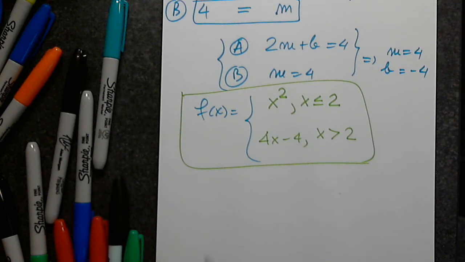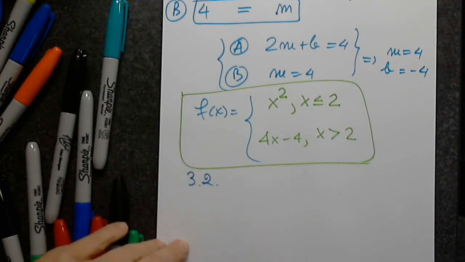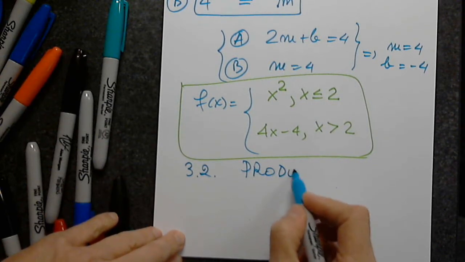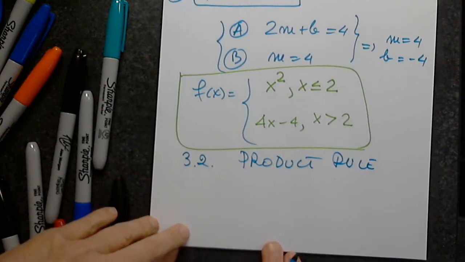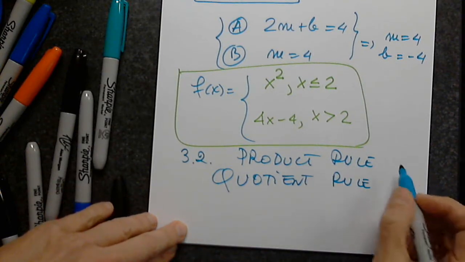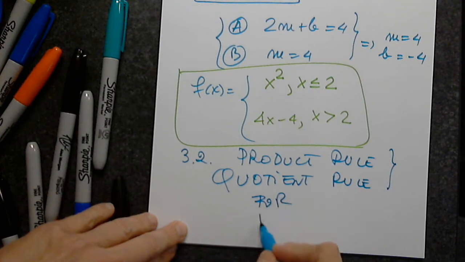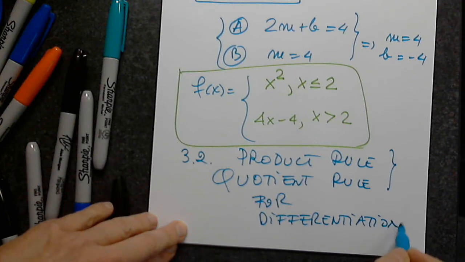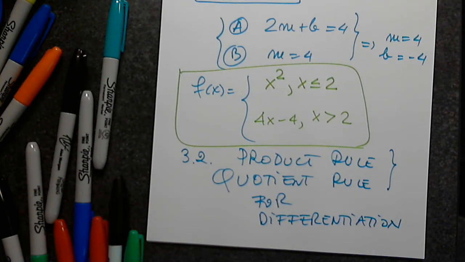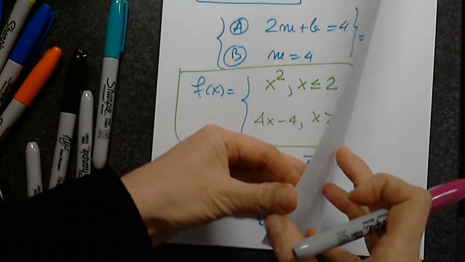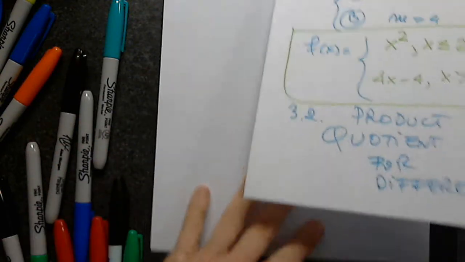Okay, so in section 3.2, we are going to look at two different rules. One is called the product rule, and the other one is the quotient rule. Both of them are for differentiation. So the product rule for differentiation and the quotient rule for differentiation. What does this mean? Well, when we have a product of two functions, how do we differentiate that?